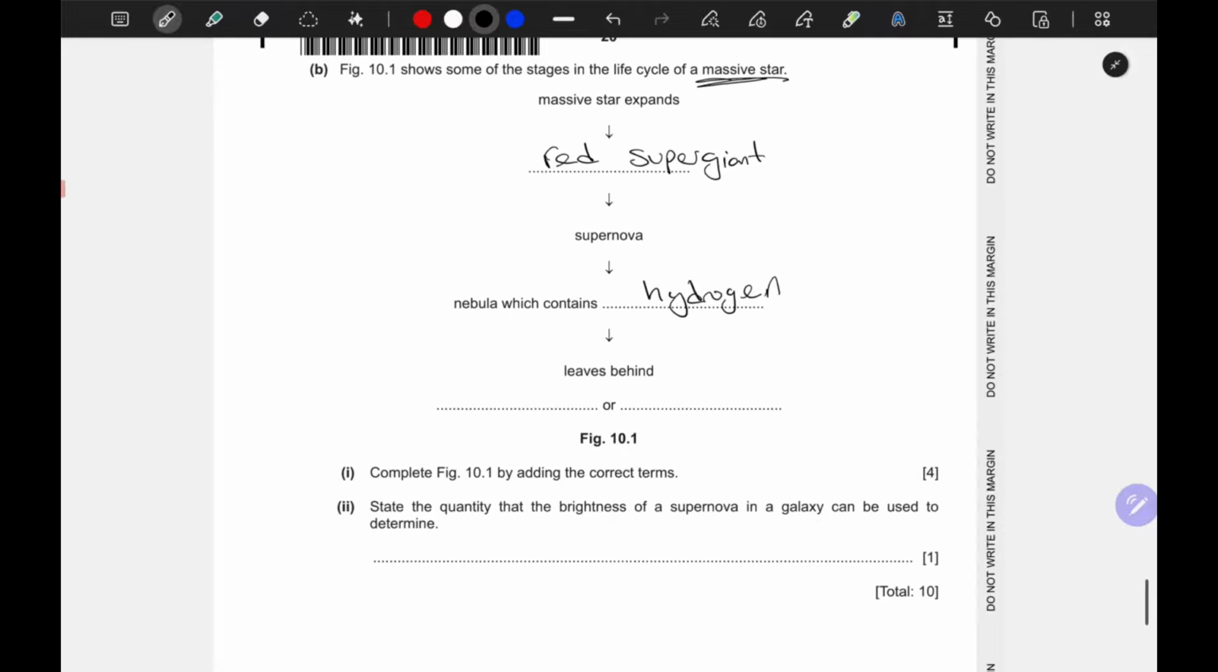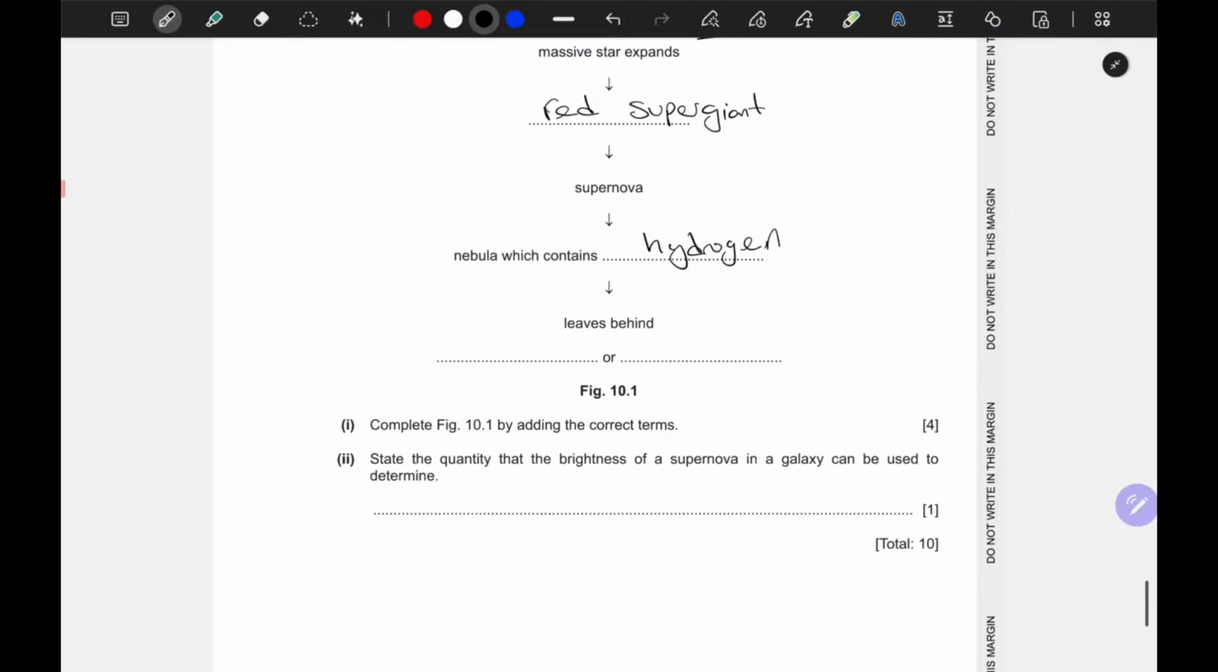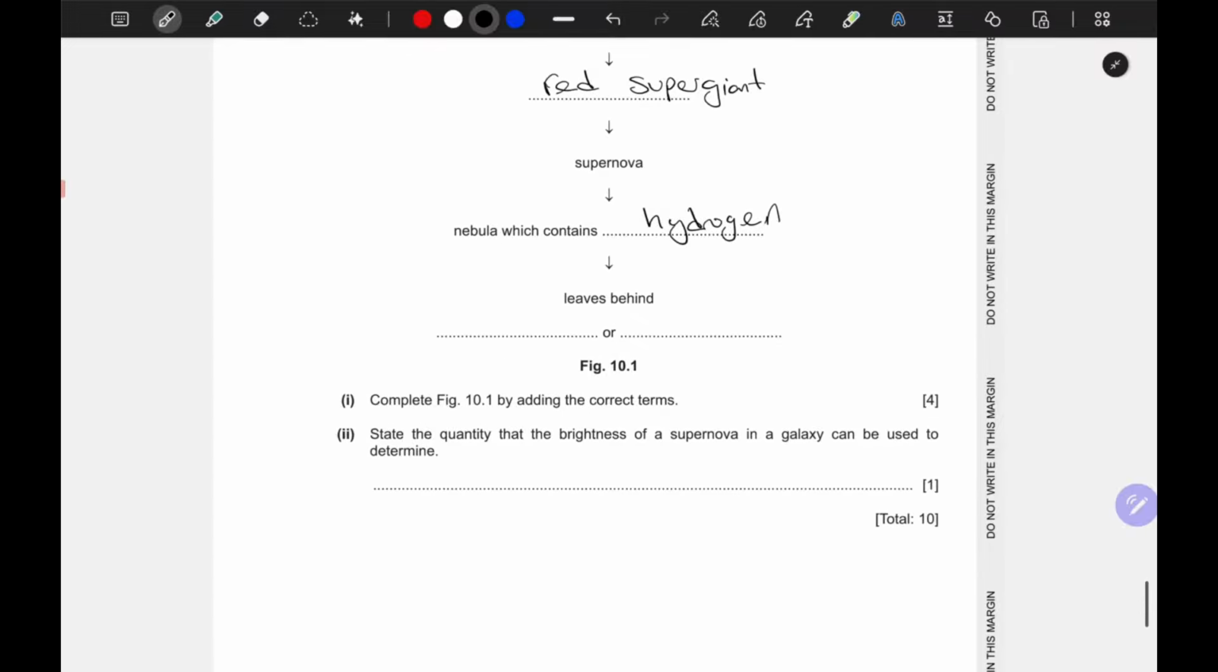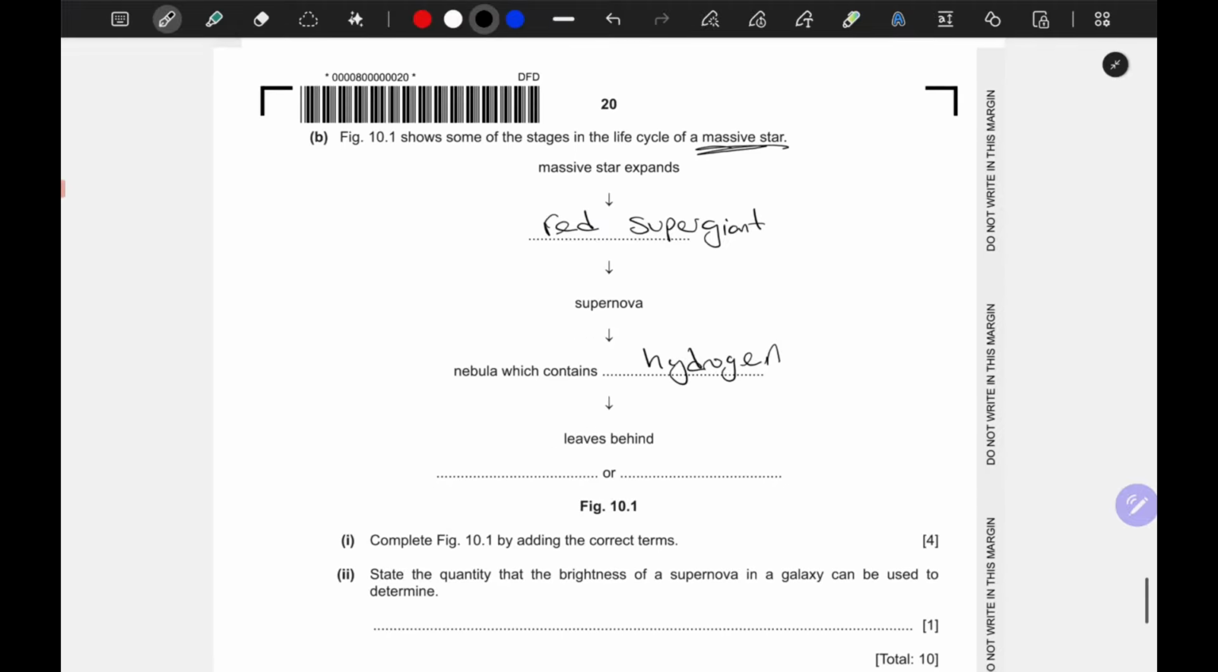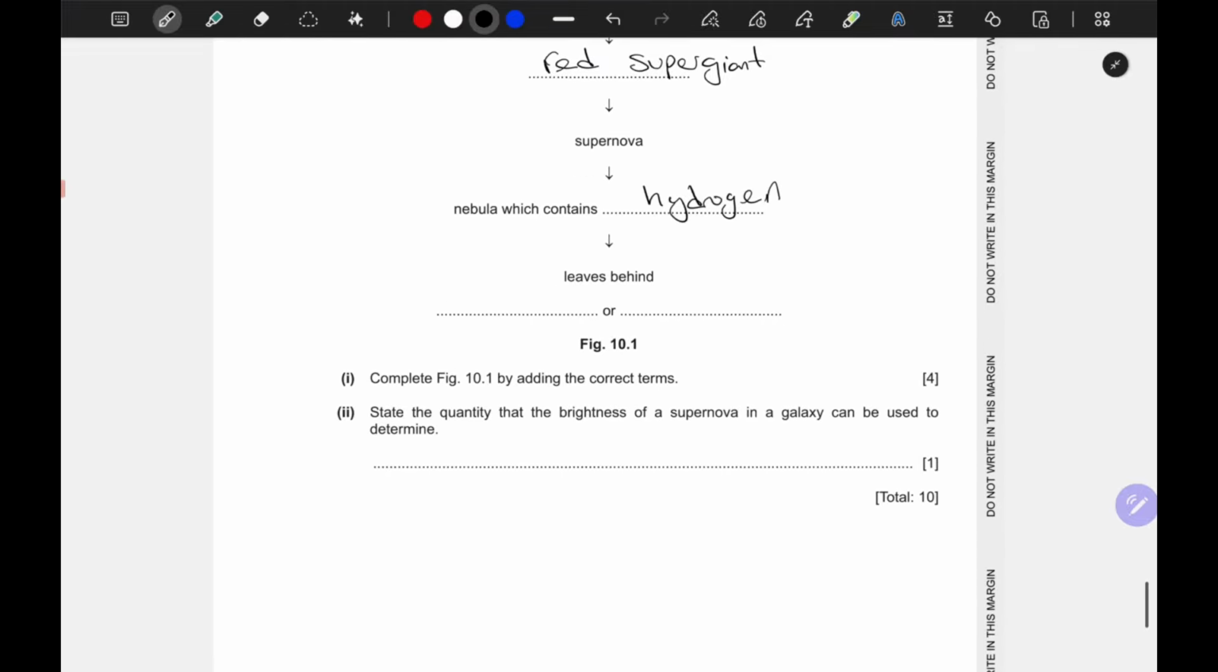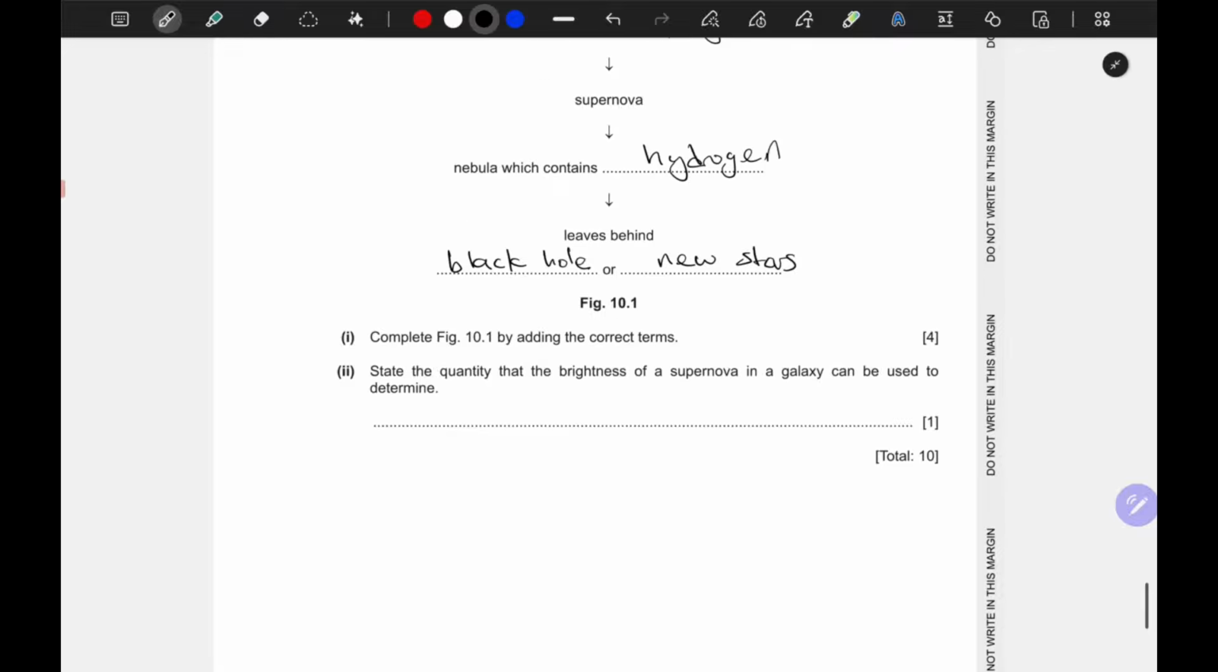And then it leaves behind, this can be multiple things. If it's a massive star, it could leave a black hole. That's one of them. Or it can leave new stars, new smaller stars. So make sure you understand the life cycle of a massive star and also a smaller star.